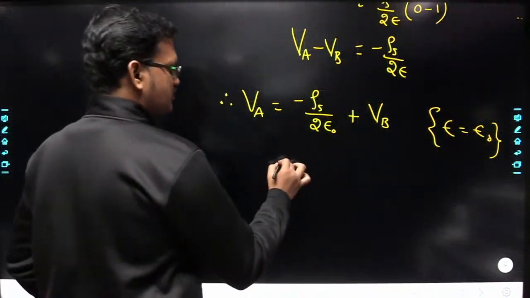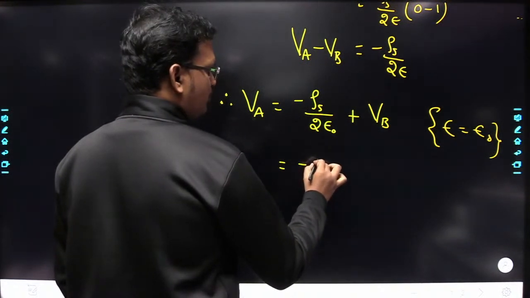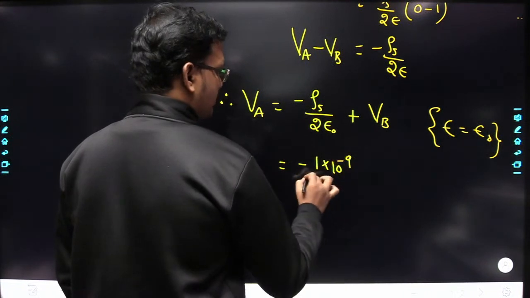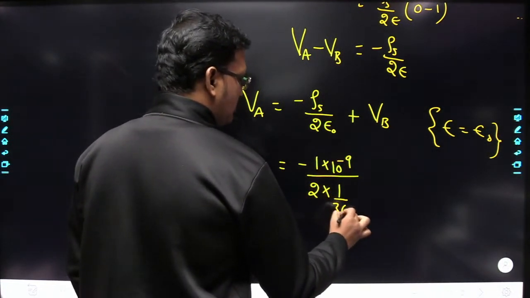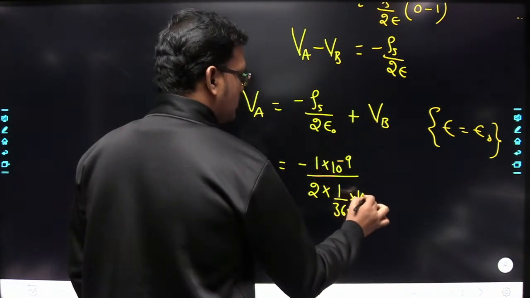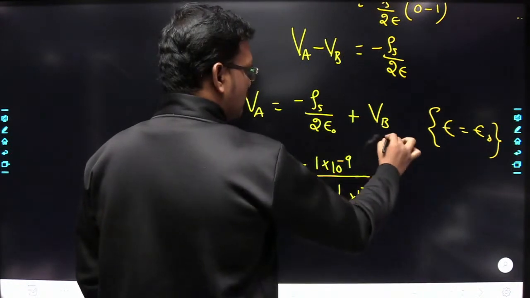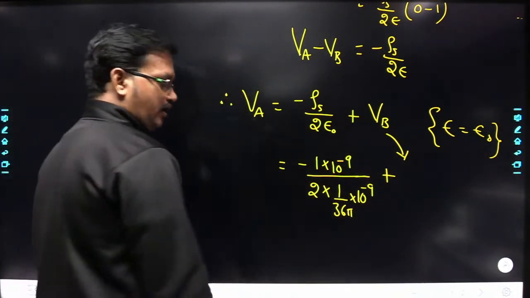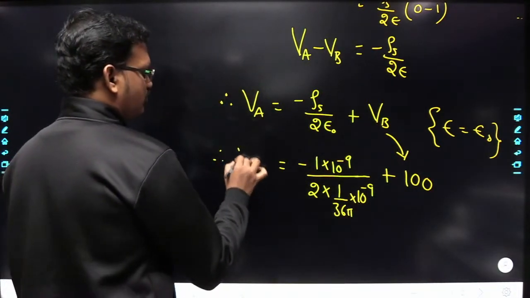Now just substitute all the values here. How much rho s have they given? 1 nanocoulomb per meter square. So that is 1 into 10 power minus 9, divided by 2 into epsilon naught, whose value is 1 by 36 pi into 10 to the power of minus 9. Plus the reference potential they have given: the potential at B is 100 volts. So therefore the potential at A.